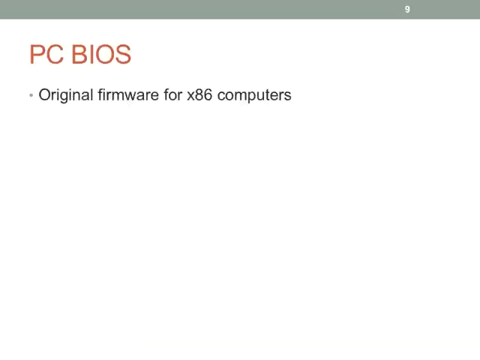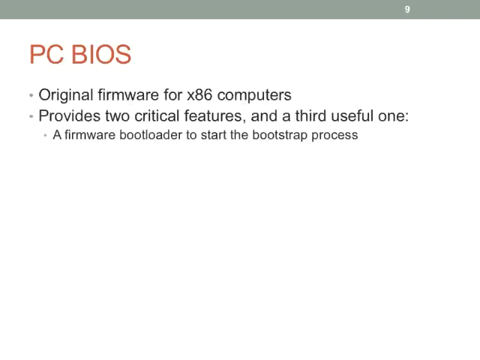So PC BIOS, this was the first firmware that was on x86 computers. And basically, it's the same issue that we have with operating systems. Okay? We have certain facilities that programs need, except at this point, our programs are bootloaders, trying to get the system up and running.